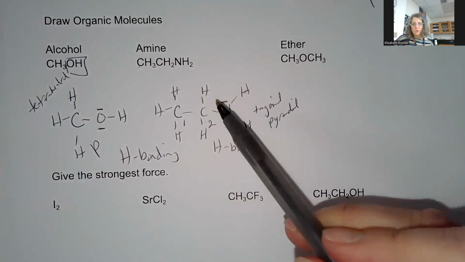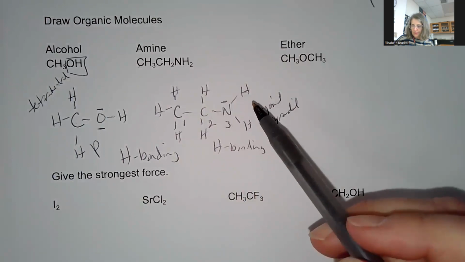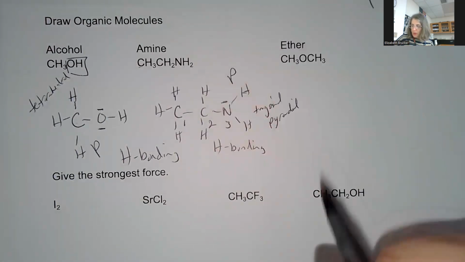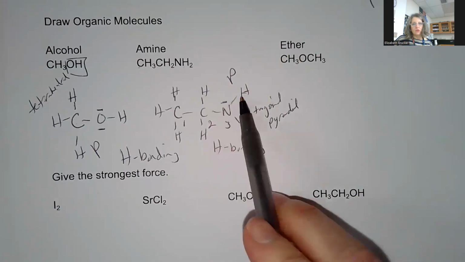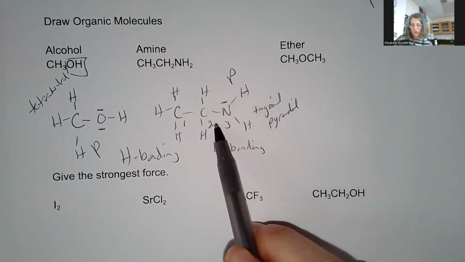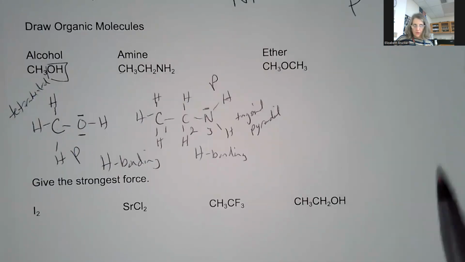The shape is going to make that part of it polar. Okay, so that end will be polar. But the big force that you have here is hydrogen bonding, the hydrogen directly attached to the nitrogen. And then we have ethers.